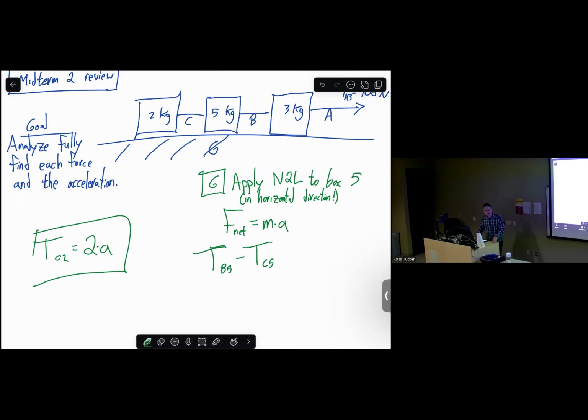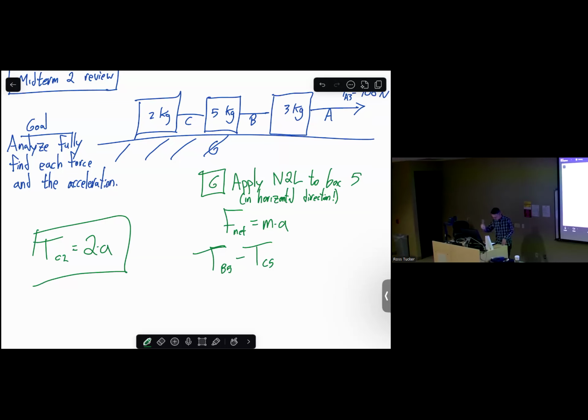Which one is in the positive direction? B is to the right, on the right side. If you pull on something's right side, it moves right, accelerates right. TB5 minus TC5, not equals F net. That's not Newton's second law. That's just the meaning of F net. 5A, not 3A. Talking about the 5 kilo block, use the mass of the 5 kilo block. The mass of 5 kilos is 5 kilos.